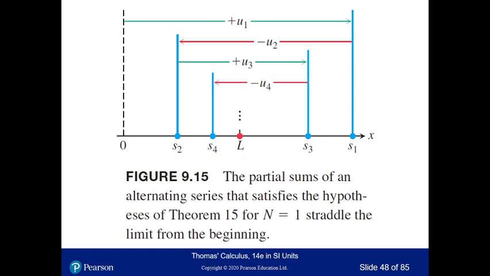Or if you want to see it in terms of the partial sums, the partial sums are going to be to the right and to the left of L. Look, S1 is here, S2 is here, S3 is here, because it becomes positive and negative, positive and negative. S3 is to the right and S4 is to the left. Okay?